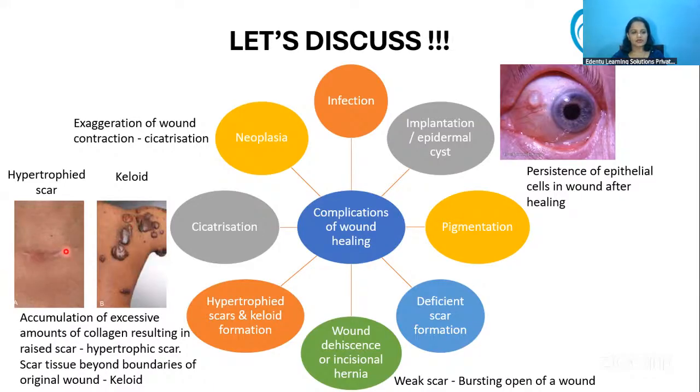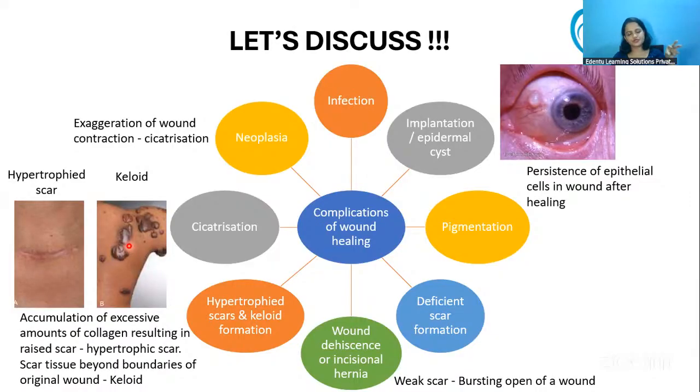This is an example of a hypertrophic scar, and this is an example of a keloid. That is because of accumulation of excessive amounts of collagen. Excessive collagen accumulation in the scar area can result in a hypertrophic scar like this. If the scar tissue is produced beyond the boundaries of the original wound, then it is called a keloid. That is the main difference between the hypertrophic scar and the keloid.